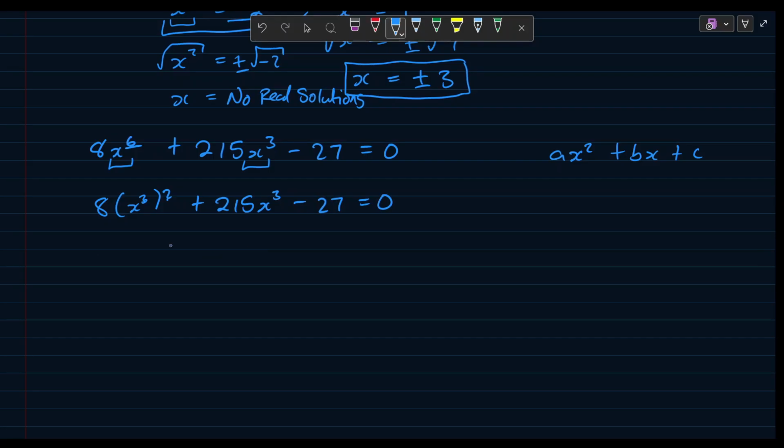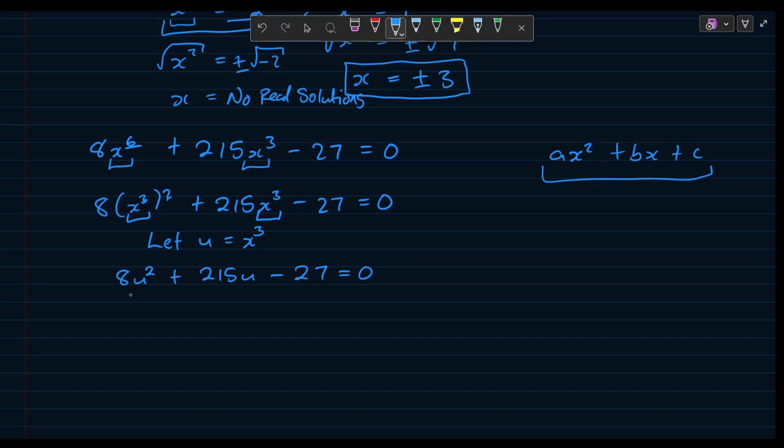Here we're going to use a substitution and say let u equal x cubed. Wherever there's an x cubed, we replace it with a u. So this becomes 8u squared plus 215u minus 27 is equal to 0. And so we've shown that this is a quadratic. At this point we can go ahead and solve this like you would solve any quadratic.